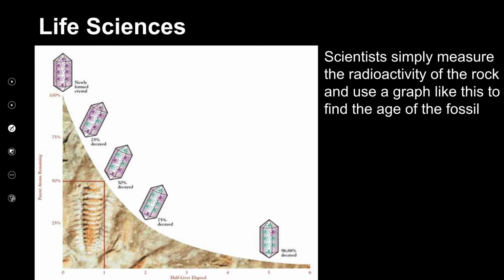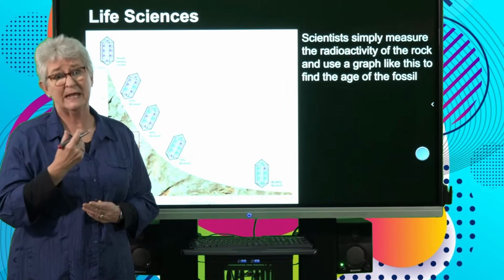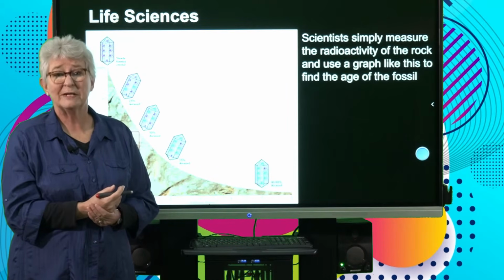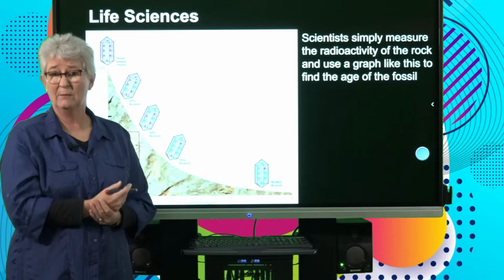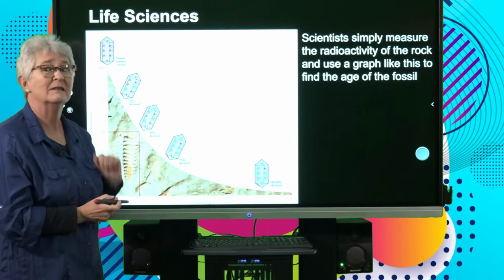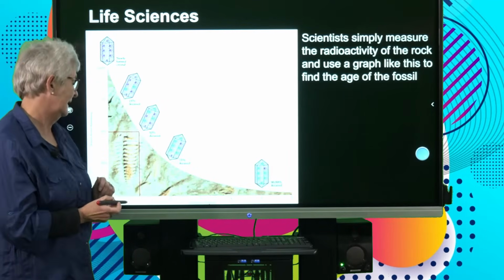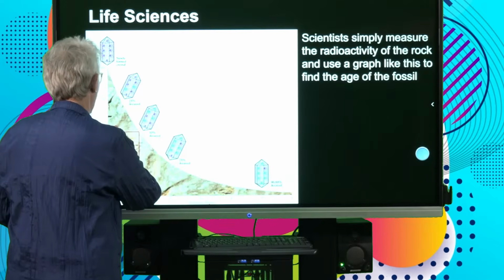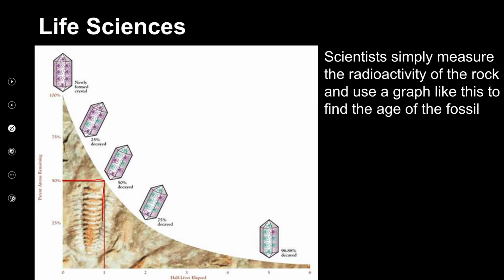Now, this might sound complicated, but once the scientists have worked it all out, it's actually quite easy to do, because they take a Geiger counter which can measure radioactivity, they measure how much radioactivity is in the rock, and then they look at a graph like this. And they can then work out if half of the atoms have decayed, they will look and say, aha, this rock is so many years old. And it's different for the different elements.